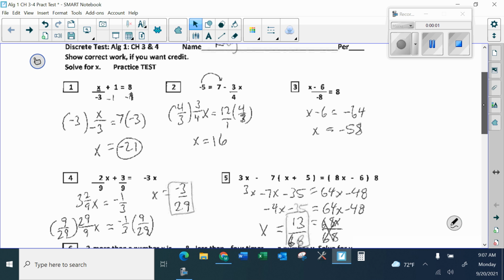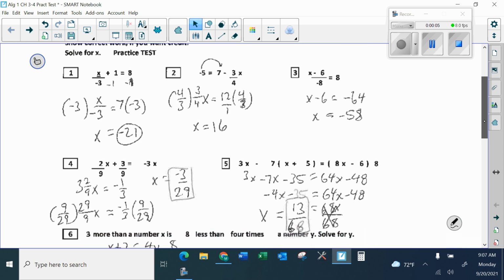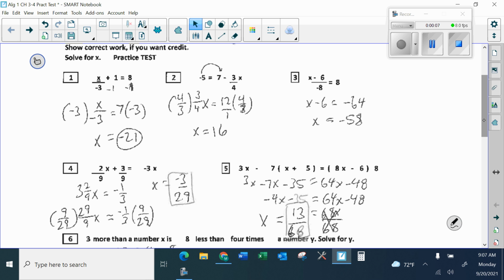Okay, students, we're going to go over the practice test. This is all the work that I expect to see from you on the test. Again, no work, no credit. So even if you can do it in your head, it's number one, it's not very hard. You cannot just write down the answer, you get no credit. Made that clear. Most of you have no problem showing work.